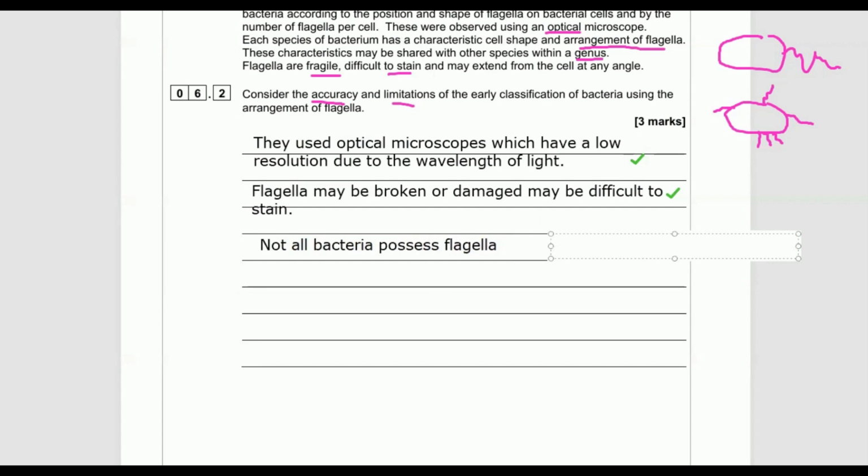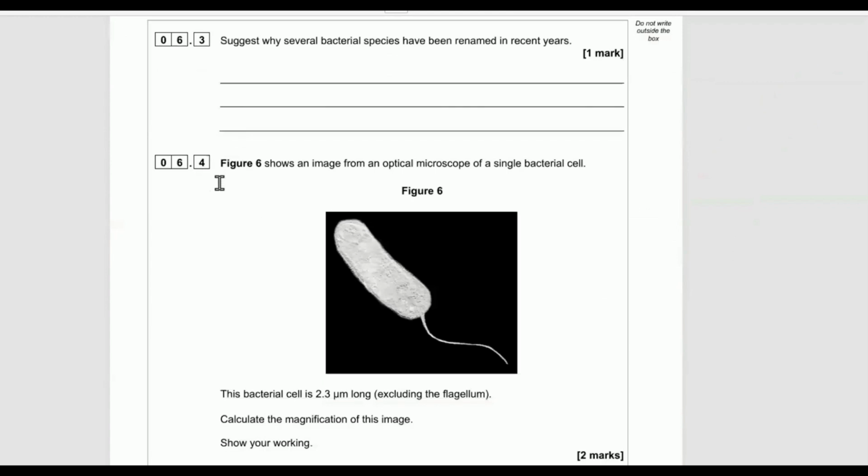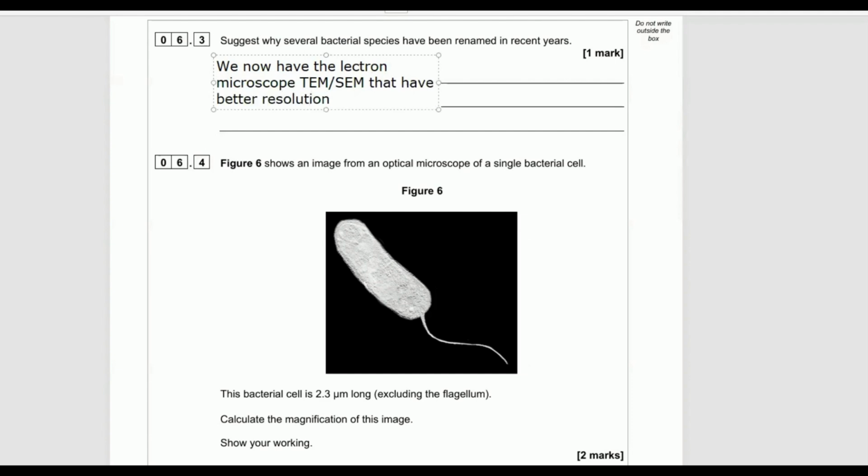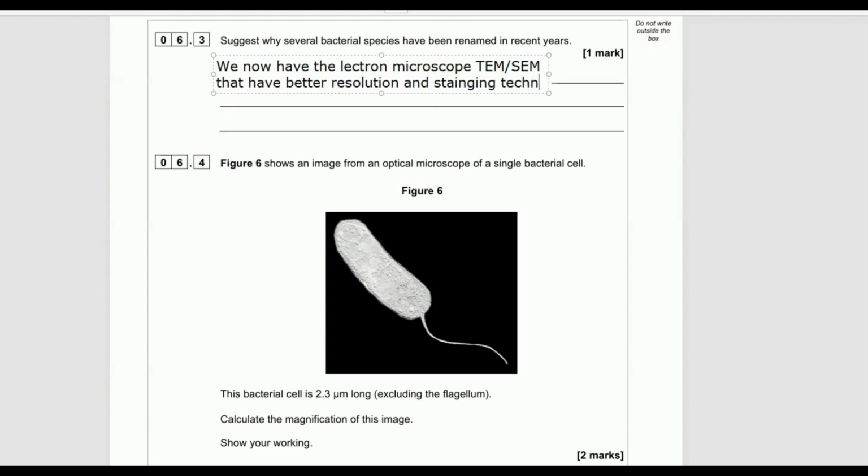Okay, moving on to 6.3. We're going to look at: suggest why several bacterial species have been renamed in recent years. So why have we in recent years renamed and reclassified certain species of bacteria? Well, we now have the invention of the electron microscope, both the transmission electron microscope and scanning electron microscope. They have better resolution and have enabled us to see things with modern staining techniques that have helped us reclassify some of the bacteria. Of course, there's also DNA sequencing we've had in the last 50 years.